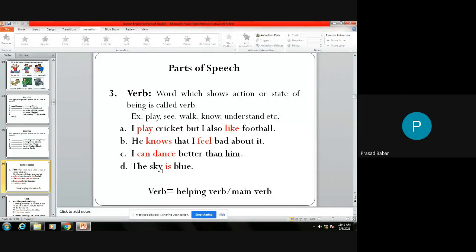Okay, the next is, the sky is blue. So is is used as a verb in this example. So verbs are the words which denote or show action or state of being. There are two types of verbs. First is helping verb or supporting verb or auxiliary verb, and next is main verb. So two types of verbs, helping verb and main verb, are there in the English language.